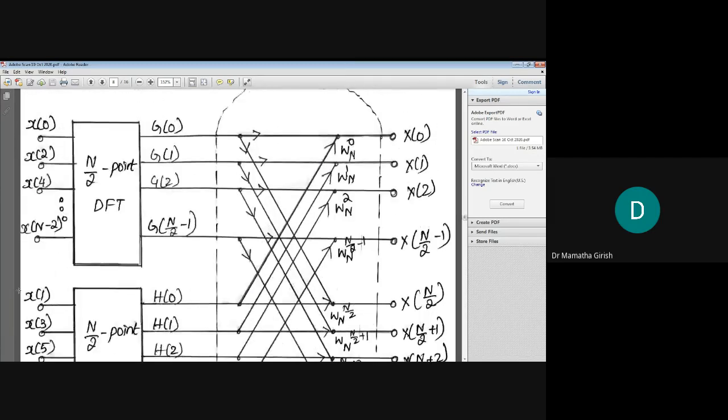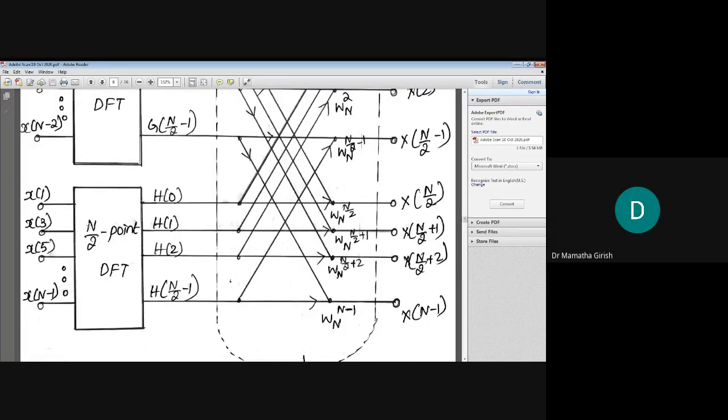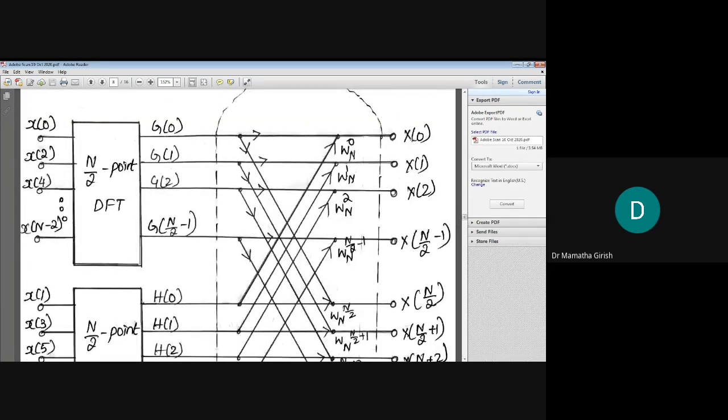For the second N/2-point DFT, for the methodology, what are the inputs? The odd index samples. What is the output of this DFT? The G of k series. What is the output of this particular DFT? The H of k series. Now, in this case, what is X of 0? X of 0 is equal to G of 0. Where is the other input coming from? From H of 0. So G of 0 plus what? I must multiply this middle factor, W_N to the power of 0 times H of 0.